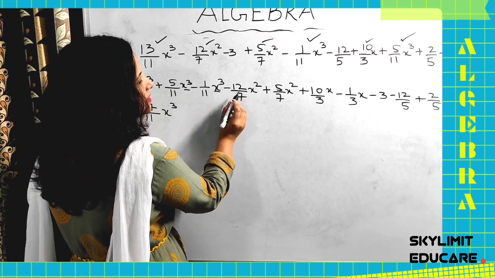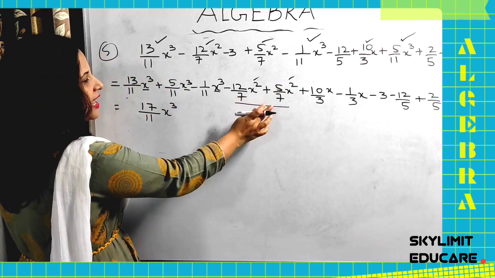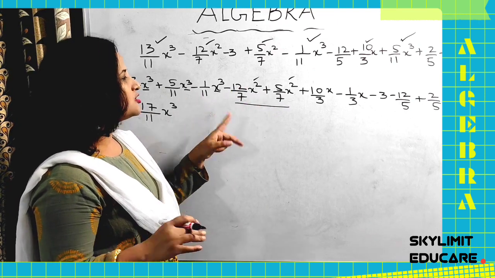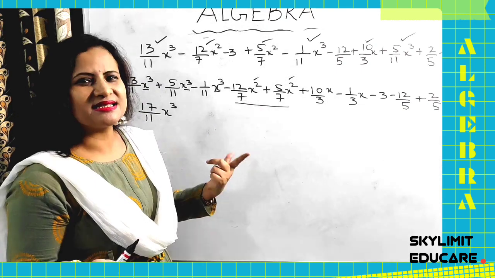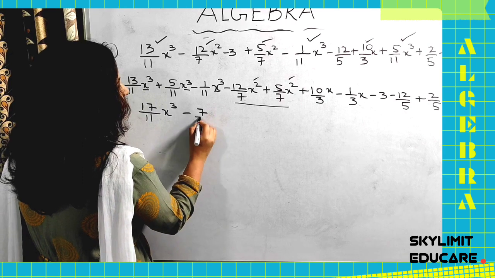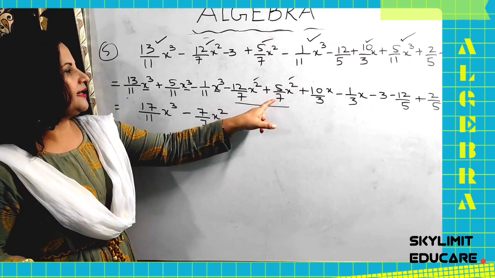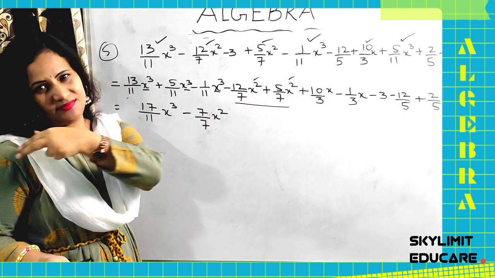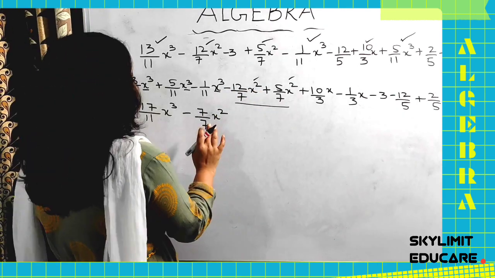Minus 12 is here. All have x square. These two are the same, x square, and they have the same denominator, 7, like fractions. So obviously minus 12 plus 5. Integers always. Minus 12 plus 5 is minus 7. So minus 7 by 7 x square. Got it? Both are like terms, as well as like fractions. This is a rational number, this is a fraction, both are rational numbers. So you know everything now.